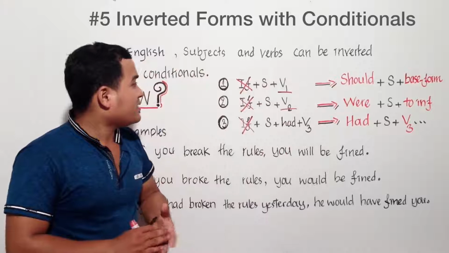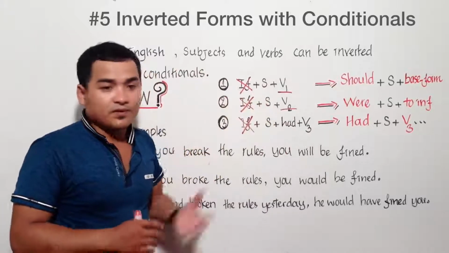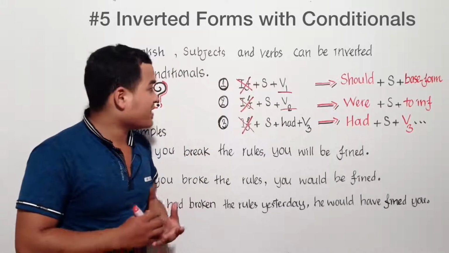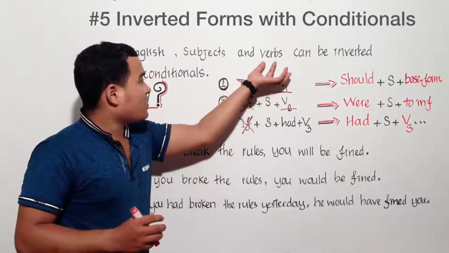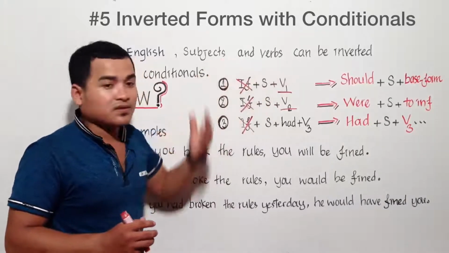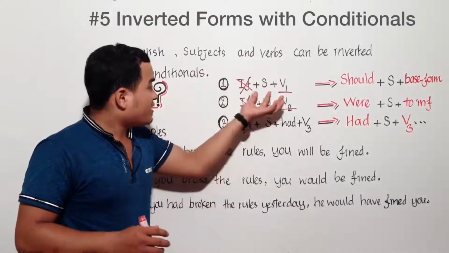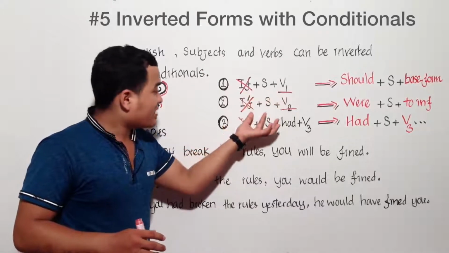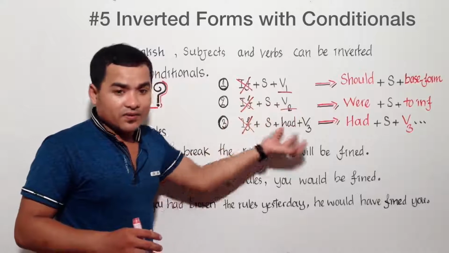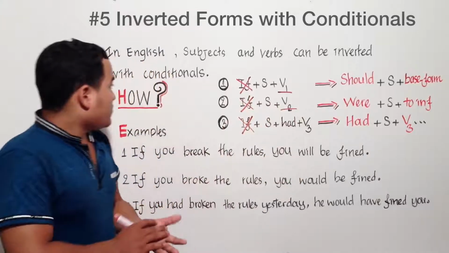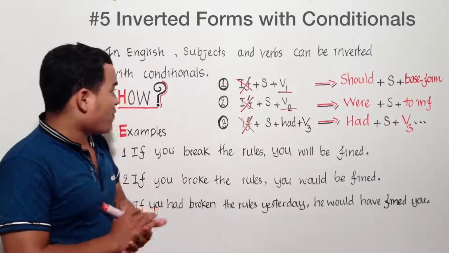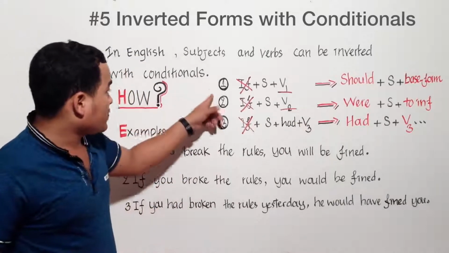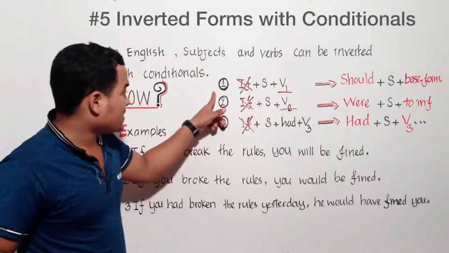And this is the special feature of conditional sentences in English, that you can swap the position of a verb into the front of the subject with first condition, second condition, and third condition. So right now we move on to the three basic forms here. Alright, so we begin with the first condition.